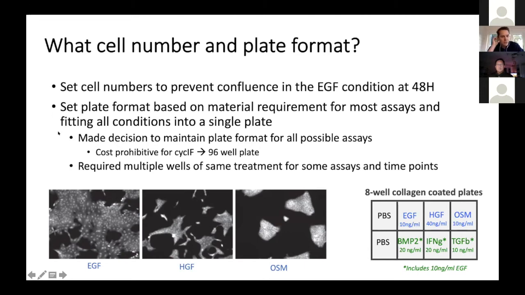In terms of the plate format, we tried to design it so that it reduced the number of plates while maximizing the amount of material for each plate. So we ended up settling on 8-well collagen-coated plates, which allowed us to test the 7 different conditions, and also allowed 2 different PBS conditions, which, as I talked about previously, ended up with relatively little cell material, requiring the need to pool across the different wells.